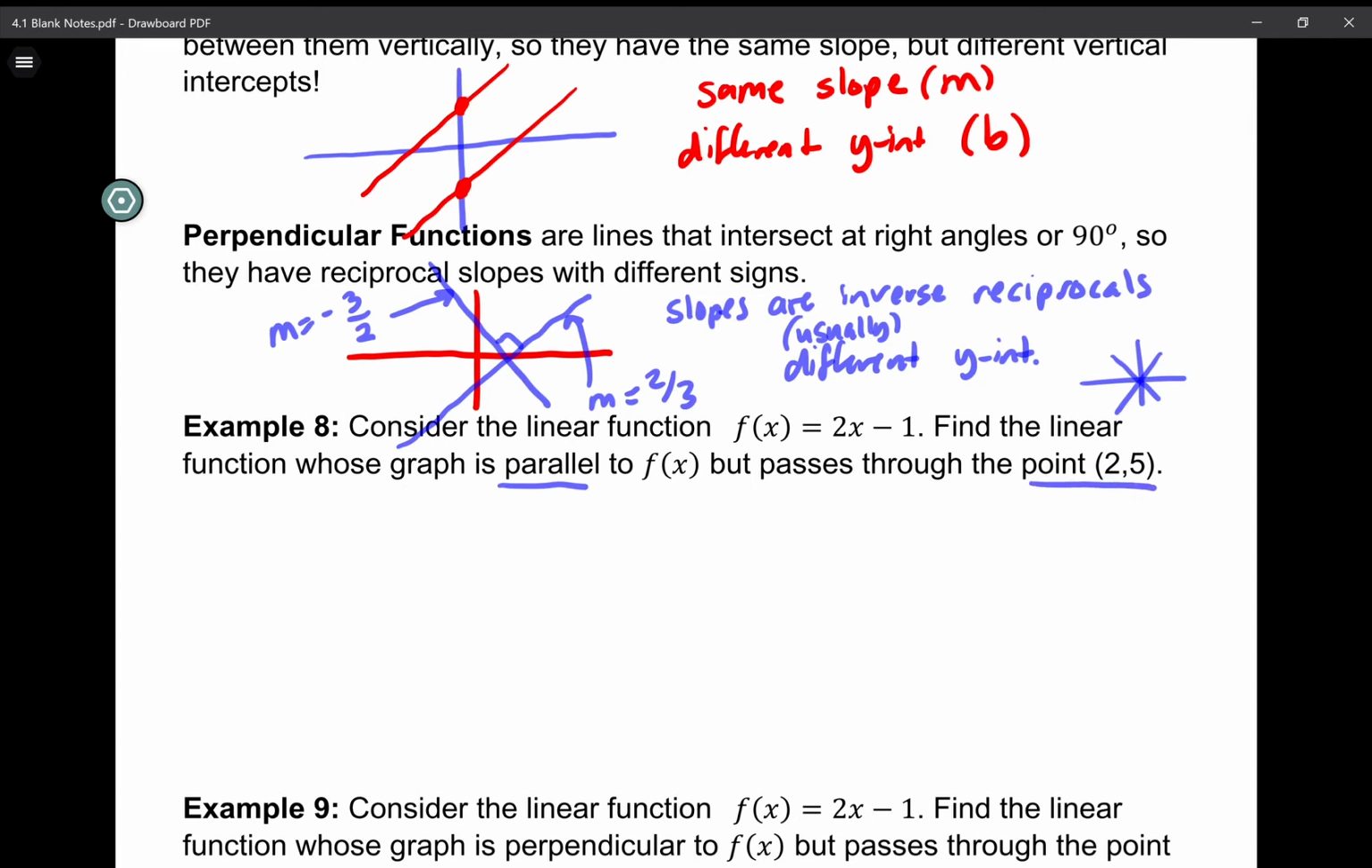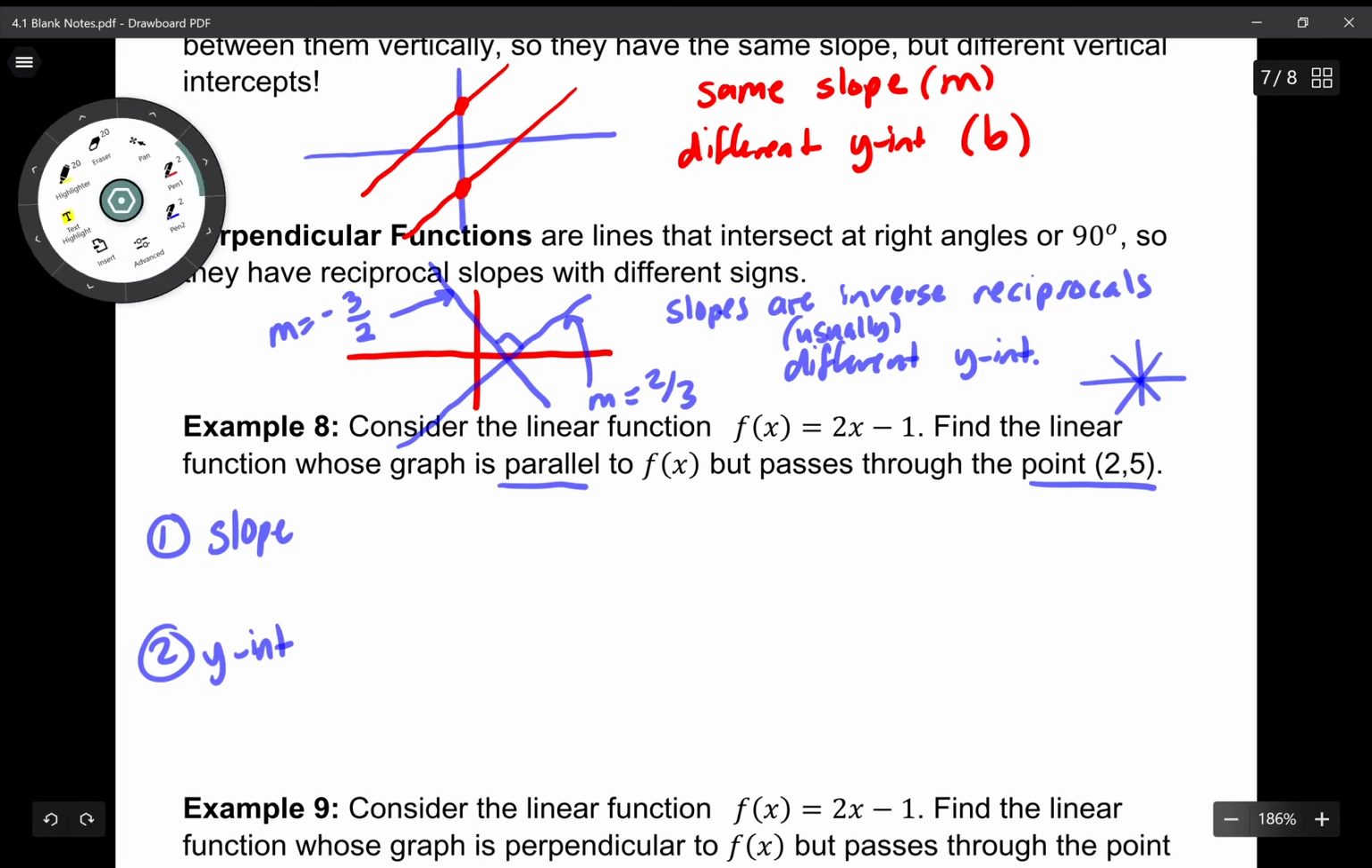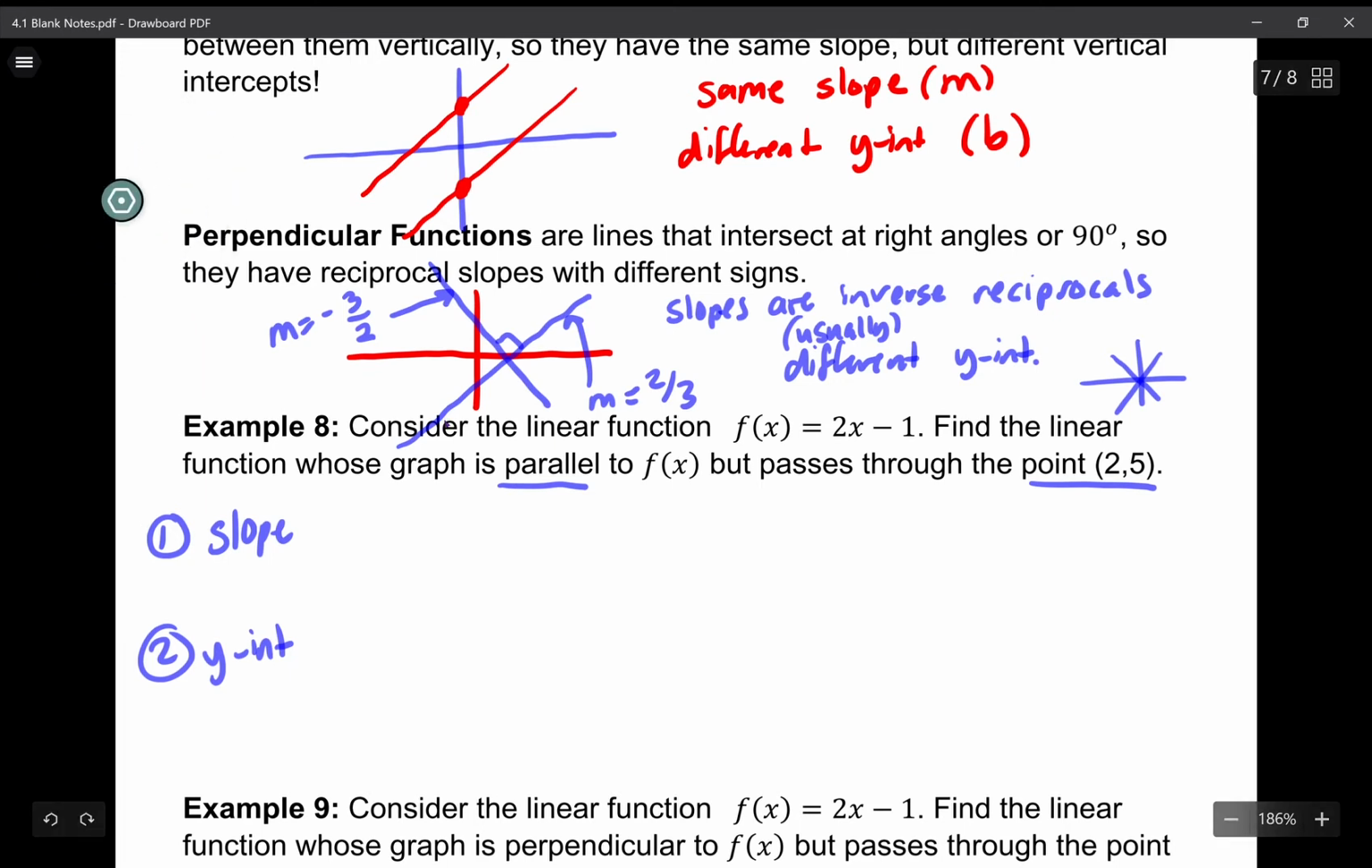All right, so how are we going to do this? Well, we're going to do our standard things that we always do when finding linear functions. We're going to figure out what the slope is, and we're going to figure out what the y-intercept is. Well, how do we figure out the slope? Well, it turns out that the slope is actually given to us. It tells us that it's parallel to this function. This function has a slope of 2, so our slope is also 2, right? Because they're parallel, they have the same slope.